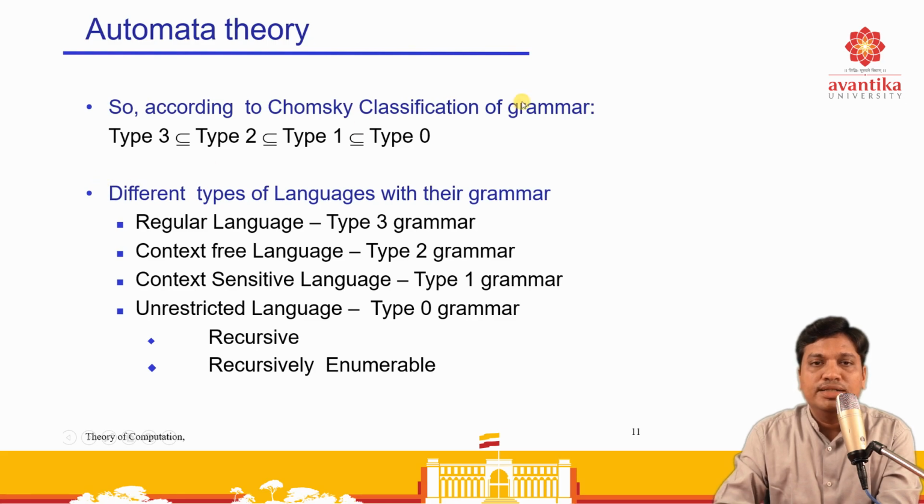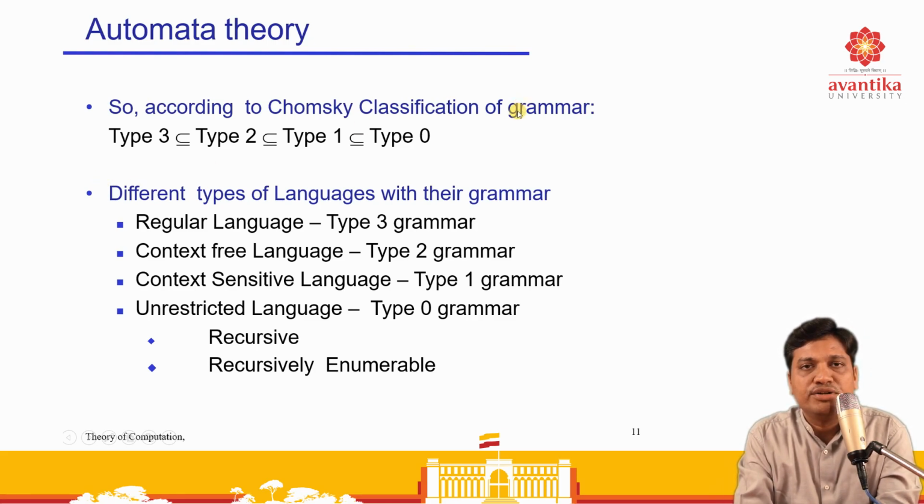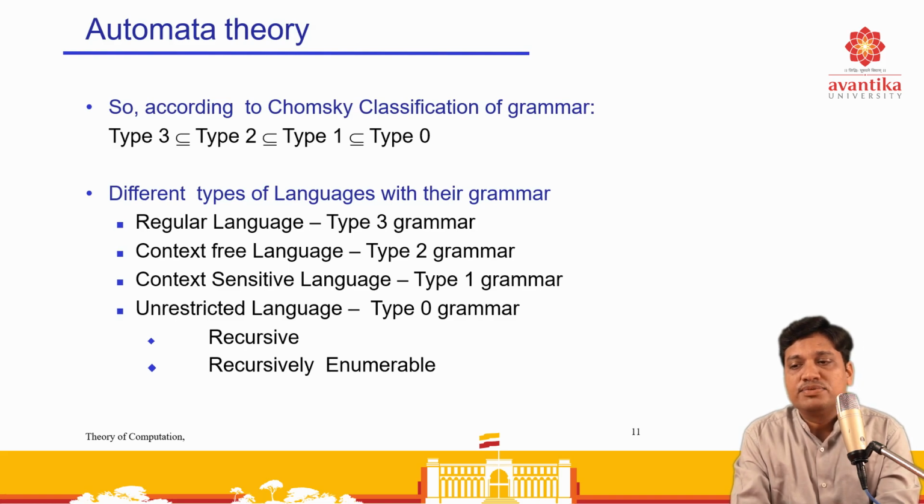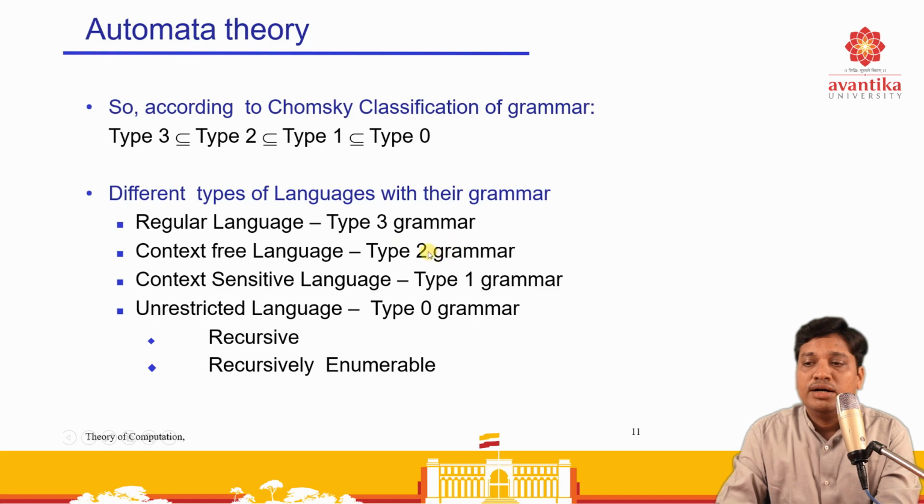Now, after the discussion of Chomsky classification of grammar, type 0, type 1, type 2 and type 3, we move forward to the properties of Chomsky classification of grammar. So we conclude that, according to computational power, type 3 is a subset of type 2, type 2 is a subset of type 1, and type 1 is a subset of type 0. So according to computational power, type 0 is the most powerful. So different types of language with their grammar.